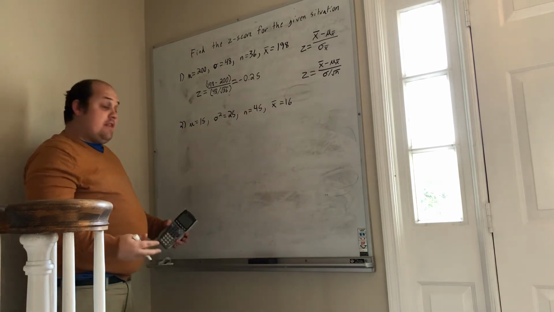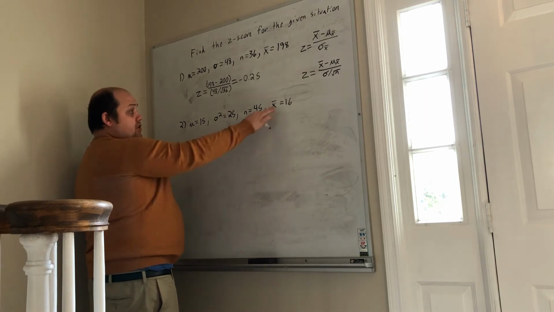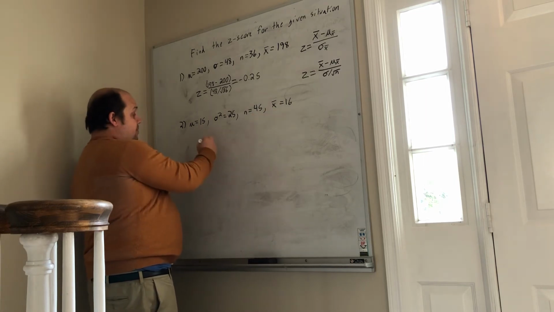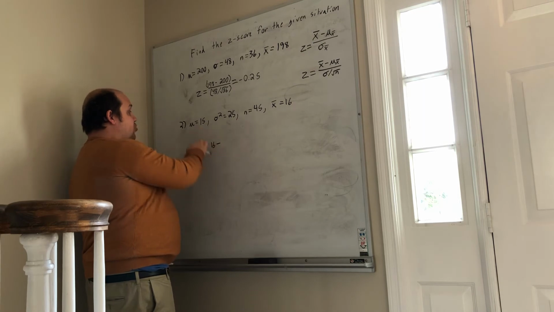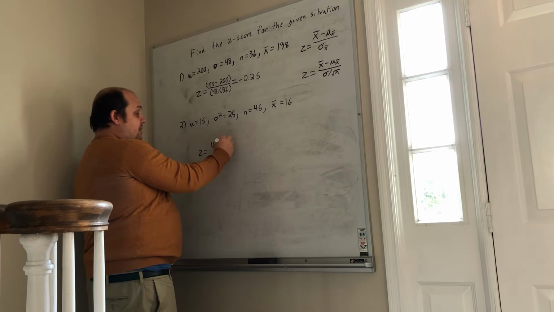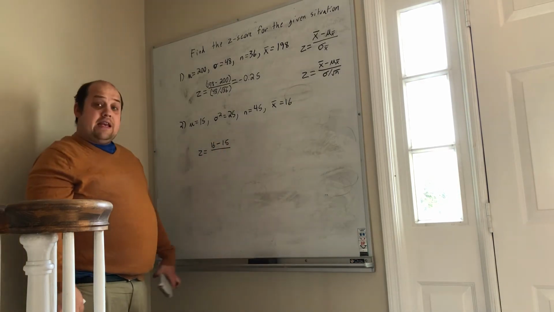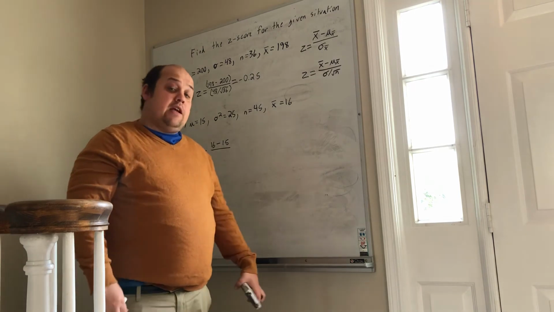If I do the same math for the second problem, again, I set up z equals. I start with the given x bar, the sample mean, 16. I subtract from that the mean of the sampling distribution, which is the same as the original mean, 15. When I go to do sigma over the root of n, here I see that there's a slight trick.